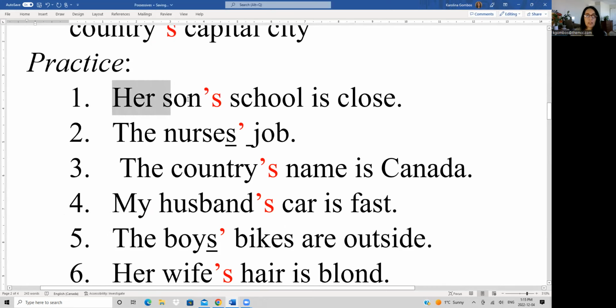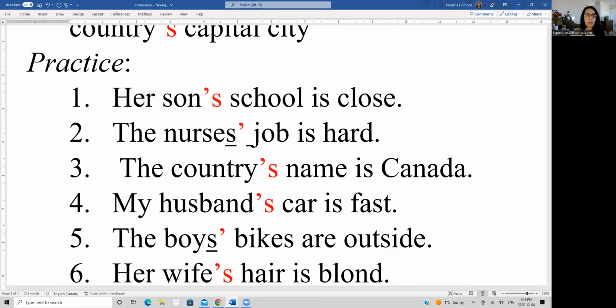Okay, so her son's school is closed. Son, again, has no S at the end of the noun, so that's why you have apostrophe S. Number 2 says the nurses' job. I already have an S here because it's plural, not only one nurse, but 3, 4, 5 nurses. Because it ends with an S, all I have to do is put the apostrophe after the word. The nurses' job is hard.